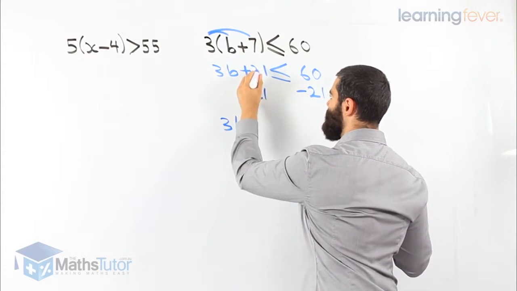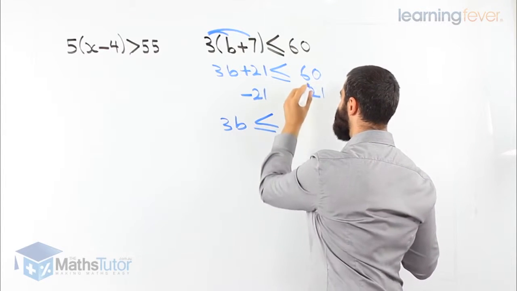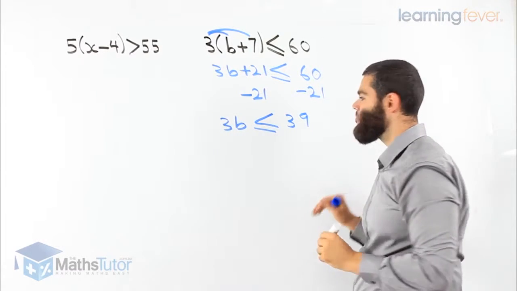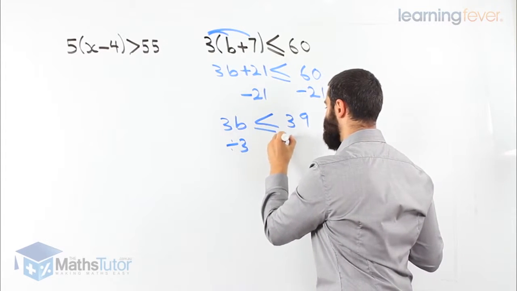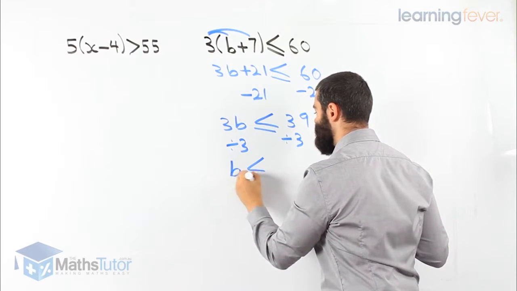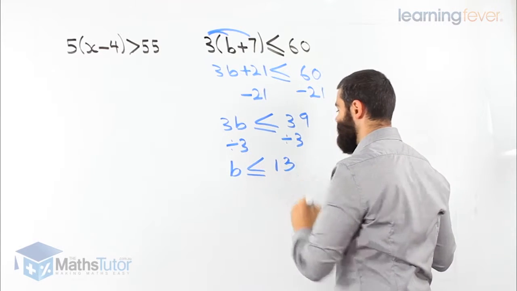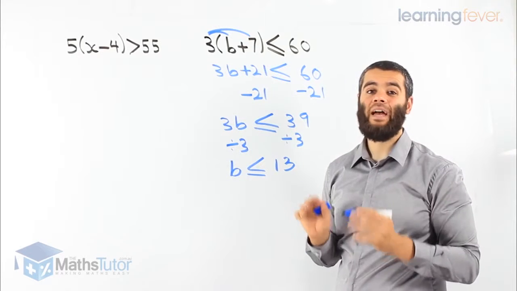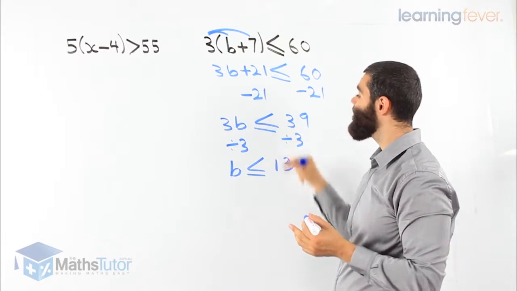3b, 21 take away 21 is gone, less than or equal to 60, take away 21 is 39. Now 3b is 3 times b, divide by 3, divide by 3. b is less than or equal to 39 divided by 3, which is simply 13. So b is less than or equal to 13. Everything is the same as equations, except we don't have an equal sign, we have an inequality sign.